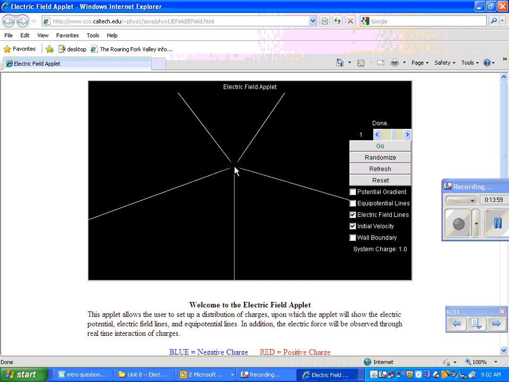Okay. I just placed a charged object on the screen. This cool little computer applet created the electric field, drew the electric field around it. Only one thing is missing. It's a positively charged object. It's a little red dot. You can barely see it.